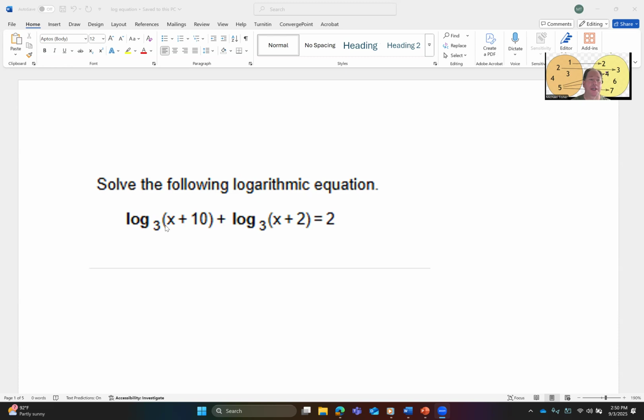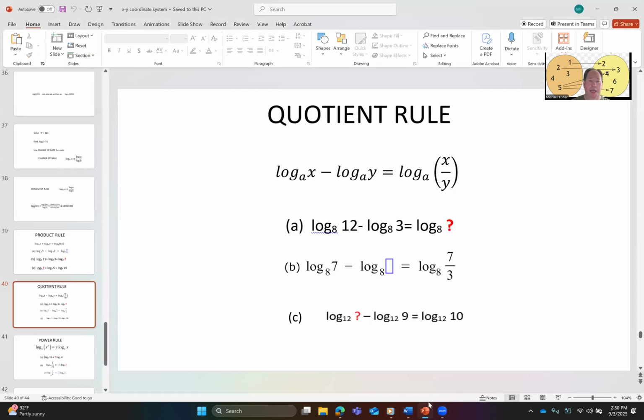And it would be nice to actually combine these two logs somehow in a legal way to get one log. And we can do that with a certain property. So let's see if we can find a property or rule that does that. Well, here we have a quotient rule, but the quotient rule has a minus and division inside. Let's see what we have again.